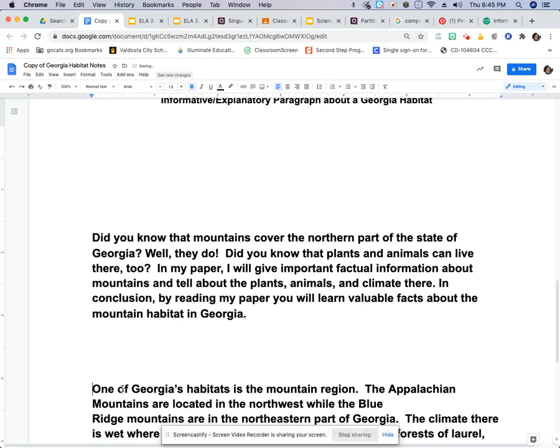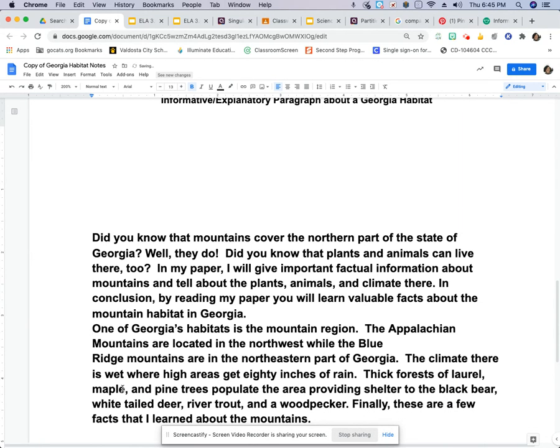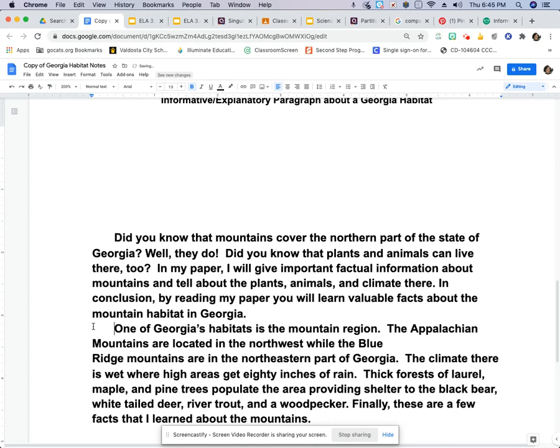So I'm going to read my whole thing from the beginning, my introduction and my second paragraph. This is my first paragraph, and I'm just hitting the space bar to indent, so you can tell when the paragraph starts and ends. Did you know that mountains cover the northern part of the state of Georgia? Well, they do. Did you know that plants and animals can live there too? In my paper, I will give important factual information about mountains and tell about the plants, animals, and climate there. In conclusion, by reading my paper, you will learn valuable facts about the mountain habitat in Georgia.